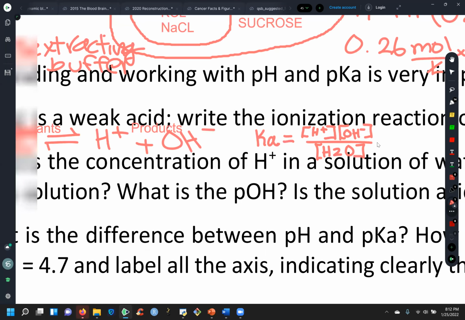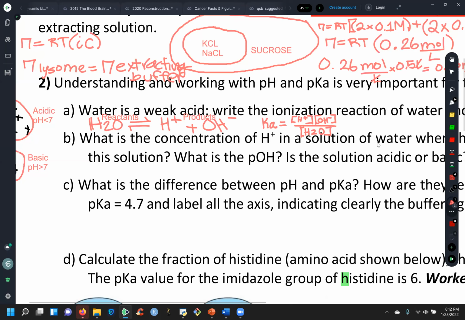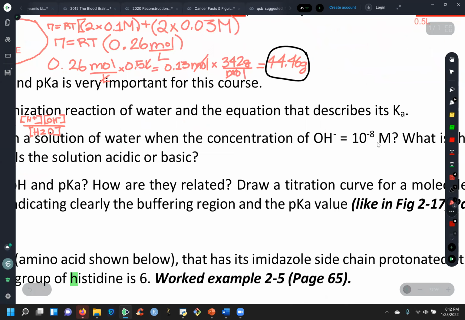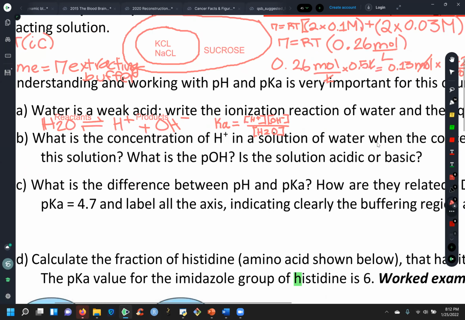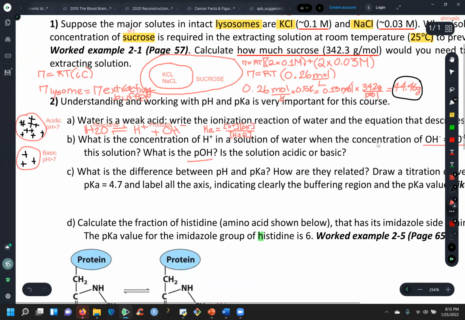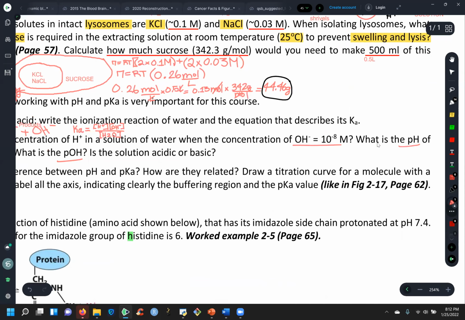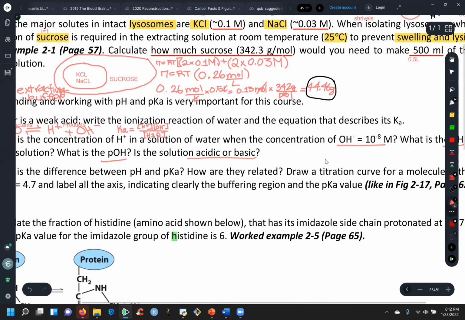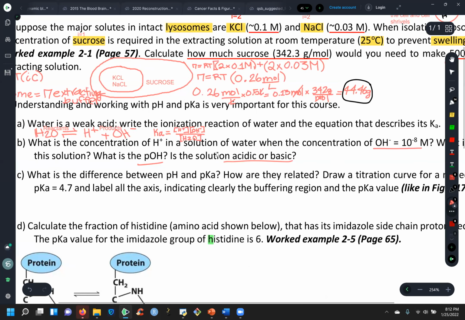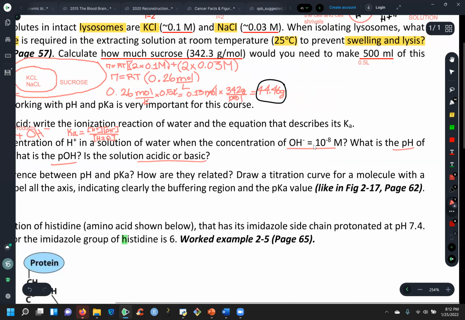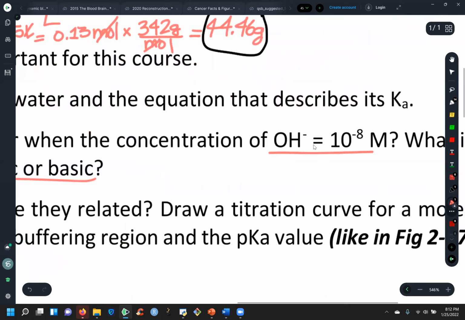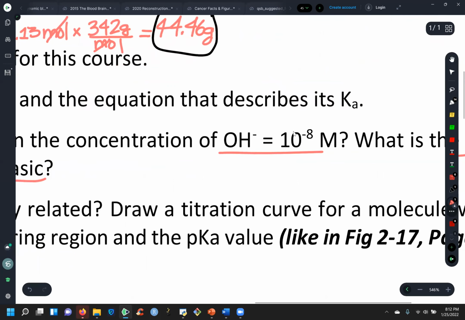So B: what is the concentration of hydrogen ion in a solution of water when the concentration of hydroxyl or hydroxide ion is 10 to the negative 8 moles? What is the pH of this solution? What is the pOH? So they're asking you a lot of things here. And is the solution acidic or basic? Based on everything we just learned, this should be pretty easy, but I'm going to walk you through it anyway. Now we have to use one of those formulas that I showed you. They're giving us the OH concentration, so the one we're going to use is this one.